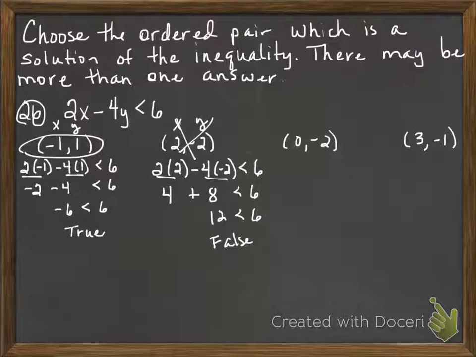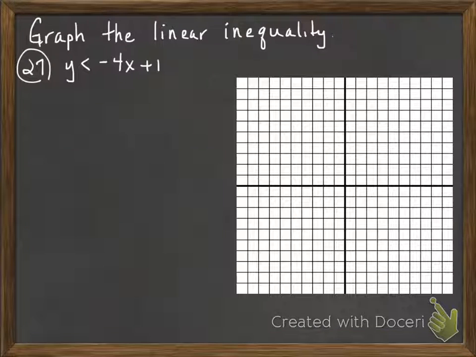And then you're going to do the same exact thing with all of your ordered pairs that you may be given in a problem. The last two, I'm not going to do the work for those, but the work would be just the same, and they come out not to be solutions. So only -1, +1 is a solution.